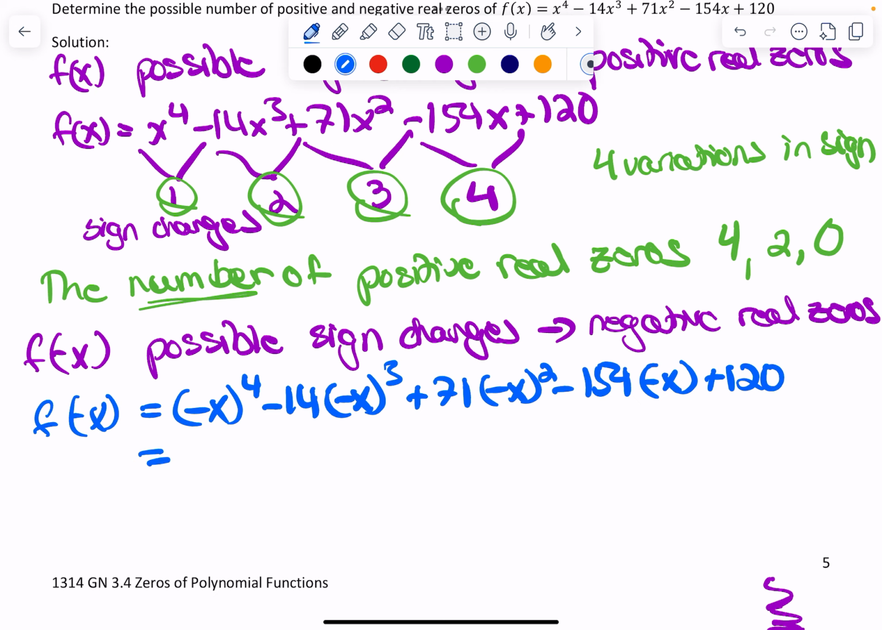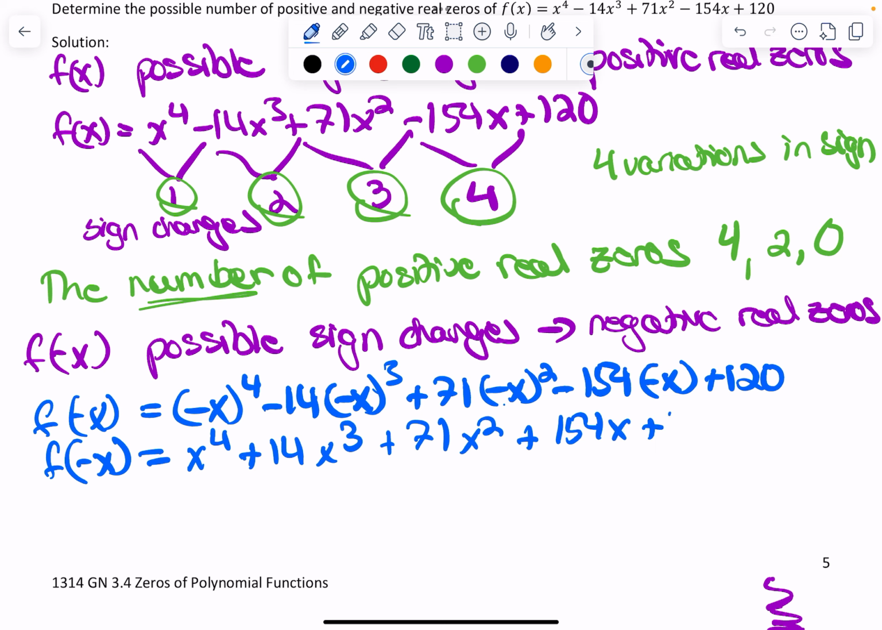Okay, now this will stay as x to the power of 4. This will become plus 14 because negative x cubed is going to be a negative still with the odd exponent, and then we have a negative in front, so two negatives become a positive. Negative x squared is going to be a positive, so 71x squared. A negative and a negative is a positive, 154x plus 120.